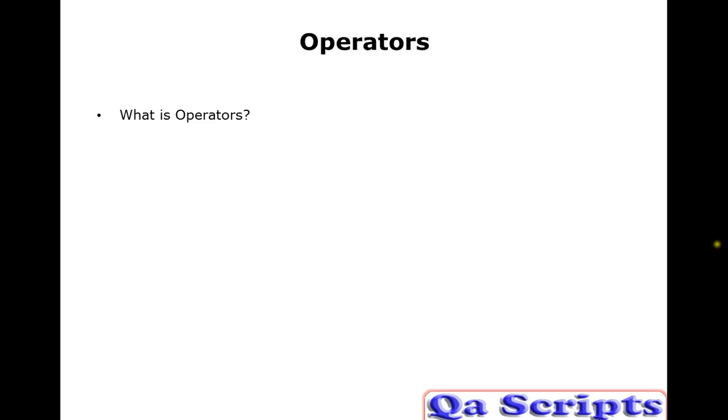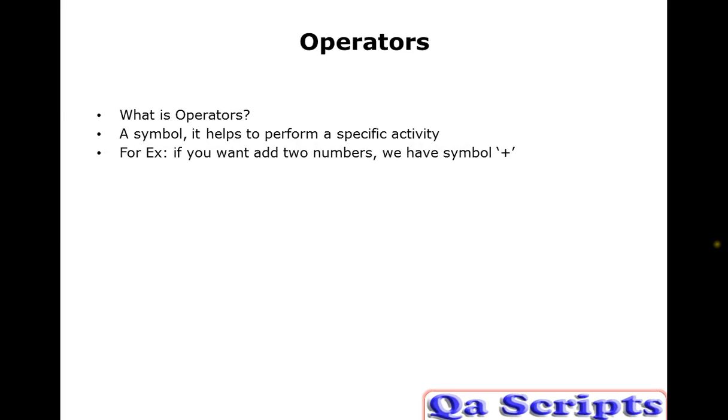What is an operator? Operator is nothing but a symbol. It helps to perform a specific activity. For example, if you want to add two numbers, we have a symbol called plus. Using this plus symbol, we can add two numbers. To subtract two numbers, we have a symbol called minus.